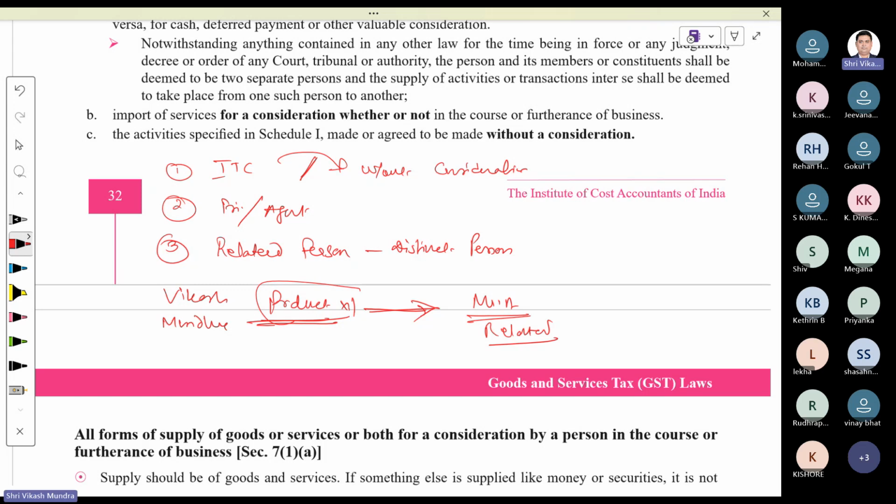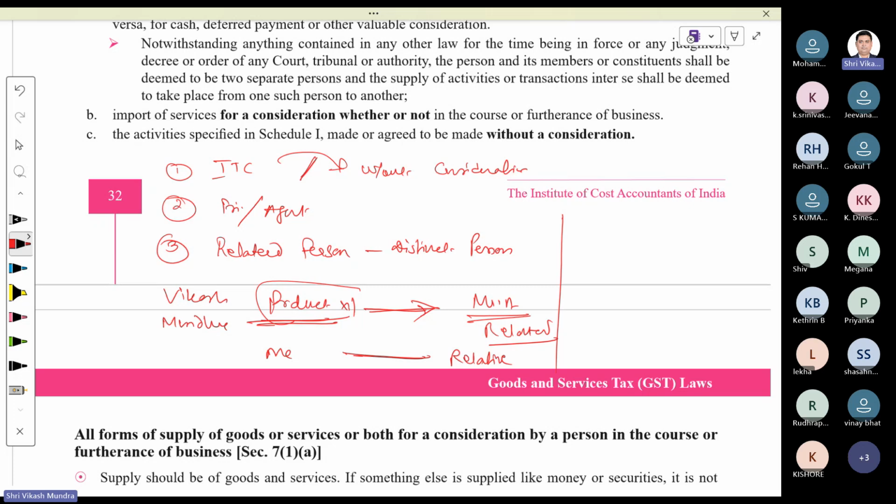Can I say that in this transaction, still there are two persons, me and my relative. Two persons are involved. Hence, we can say that yes, supply is between two persons. Consideration is missing. It is still taxable. It is still deemed as a supply.